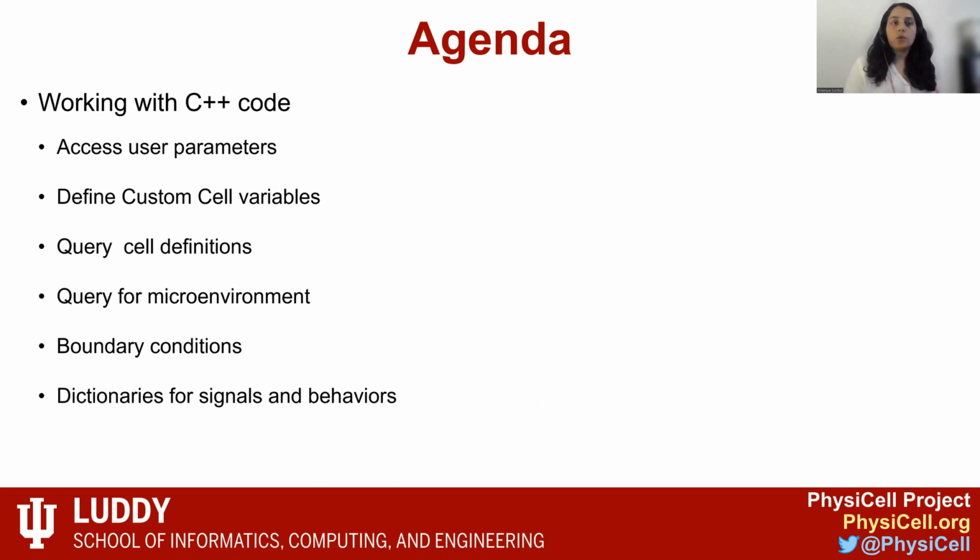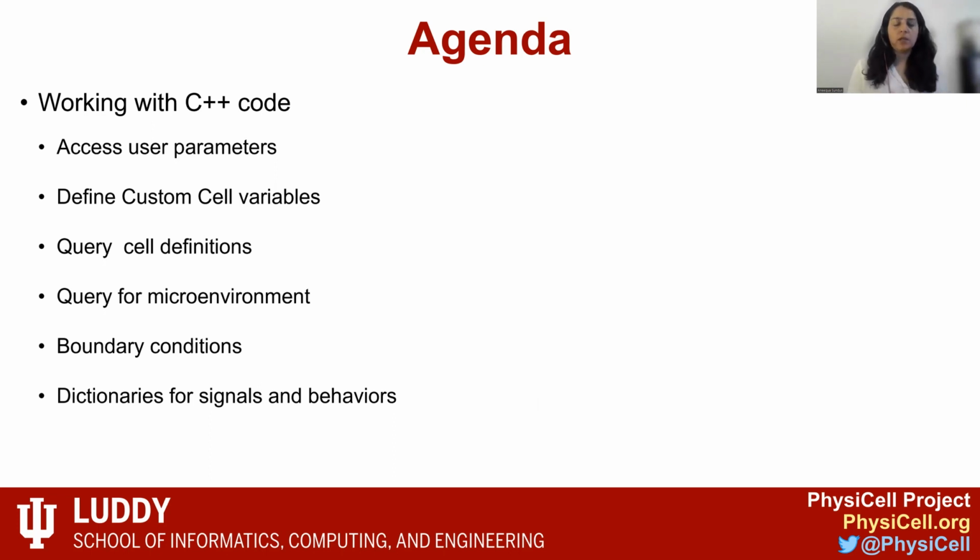So if you want to do some customization in your model, you will have to go to the C++ code and add your stuff there. This first session is just an introduction to where you will go for C++ code and what are the things that you can access in C++, and then in the next sessions, you would go and see the examples of working with C++ code.